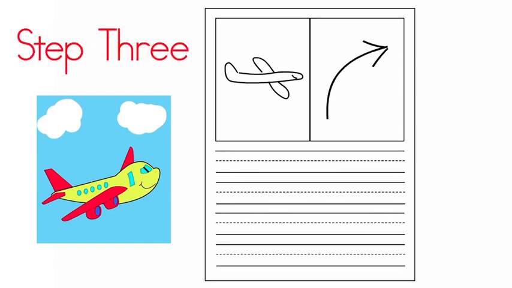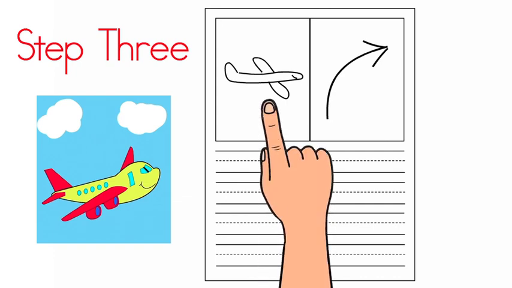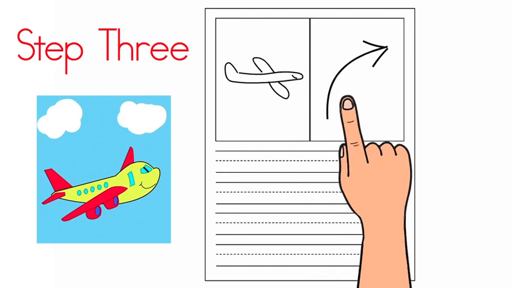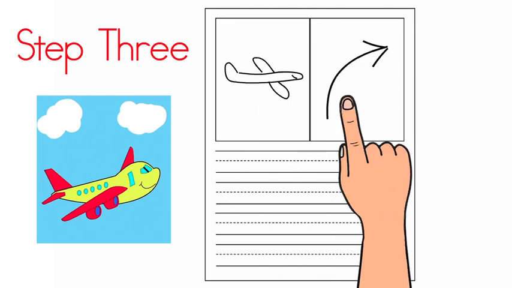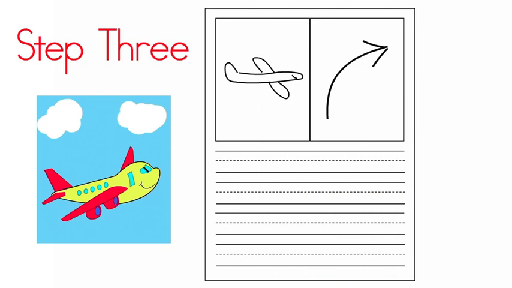Step 3. Point to the boxes and tell a sentence. First, point to the left box. The plane. Point to the right box. Flew. The plane flew. Excellent! That's a complete sentence. It tells exactly what you saw about the plane. The plane flew.